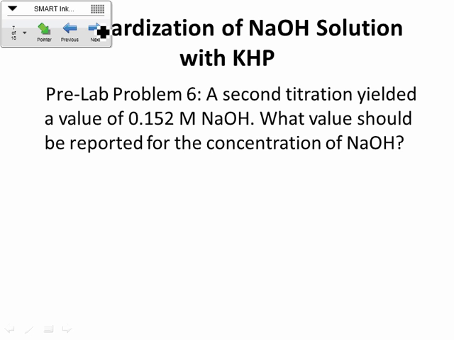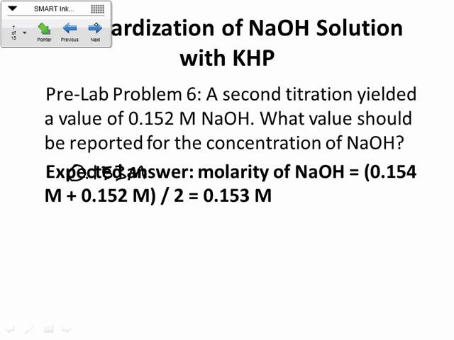And you probably don't even have to do the calculation to figure out if you take 0.152 plus 0.154 divided by 2, it's going to give you 0.153. Okay? So there's that.